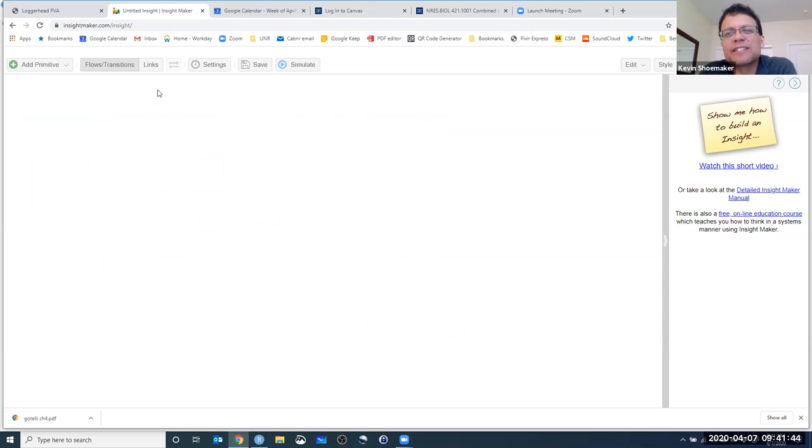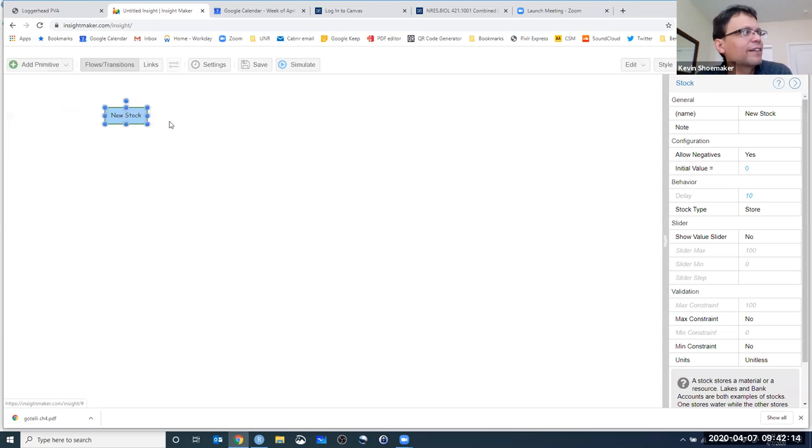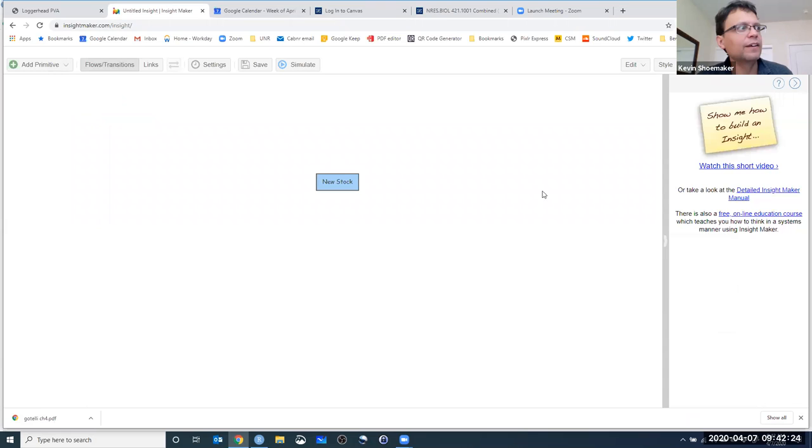InsightMaker is a stock and flow modeling system. And what do I mean by that? Well, a stock represents a container of some material or something you put in a container that you can count. It could be water, it could be energy, but in this short course, it's a population. So it's a container of wild animals, essentially. If we want to add a stock, we can add this thing that looks like a blue box, and we can name it squirrel or whatever we want.